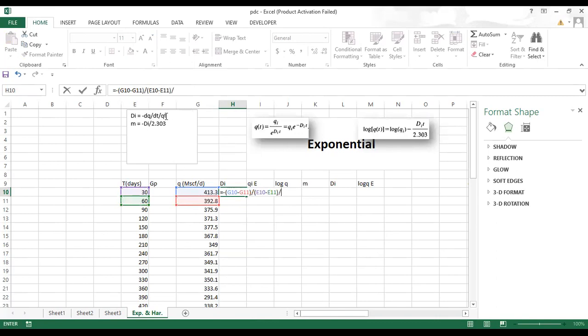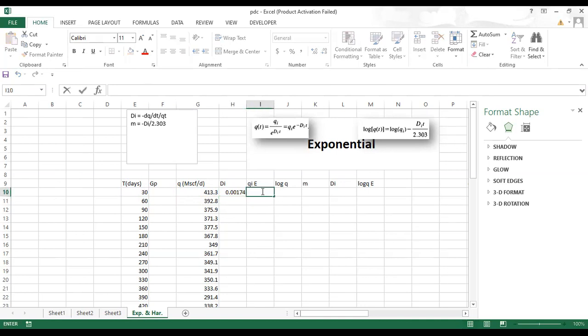by one more thing, which is the Qt. So Qt is not Qi. So Qi is 413. You can take anything from the first one, that is 413. So we can take the second one. So we got the answer of Di as 0.00174. This is the value for the initial decline rate.